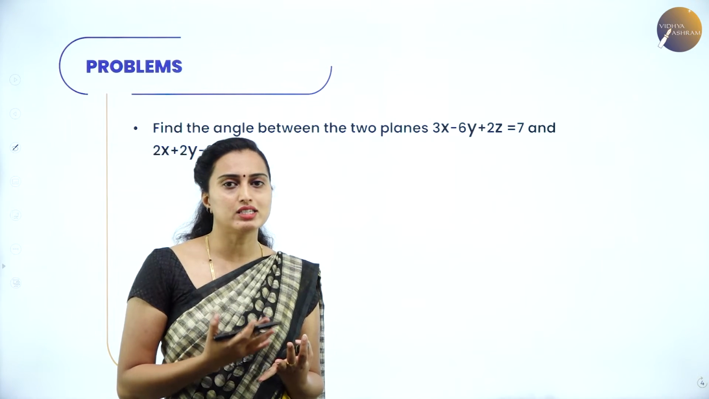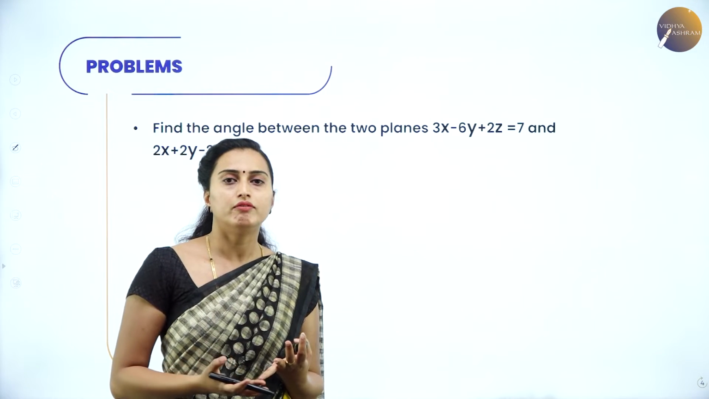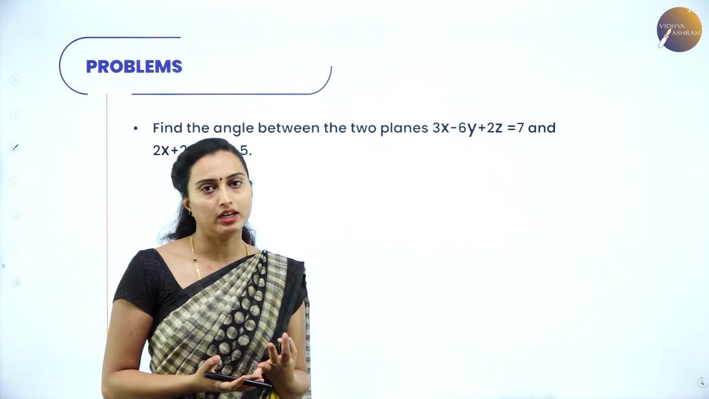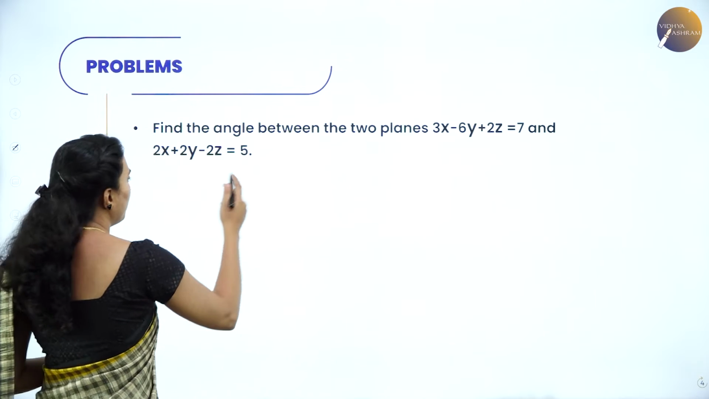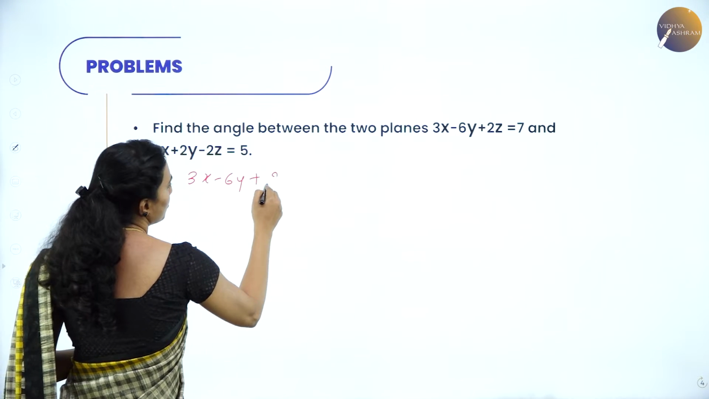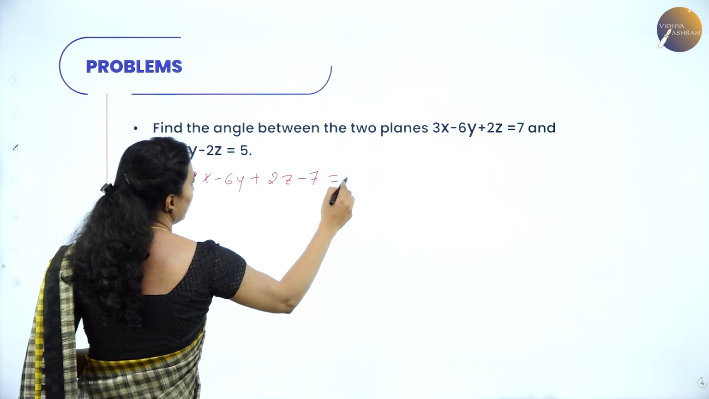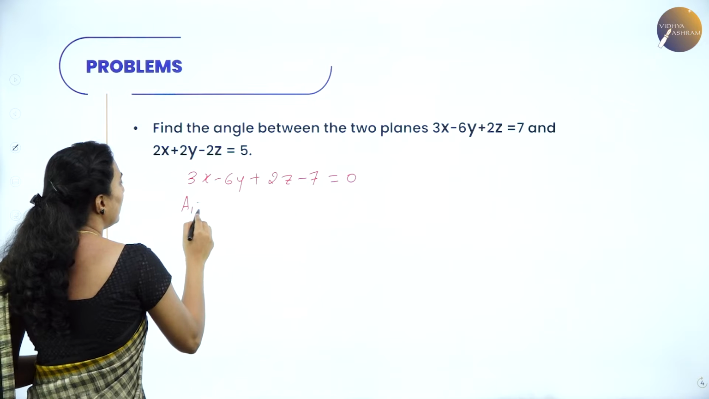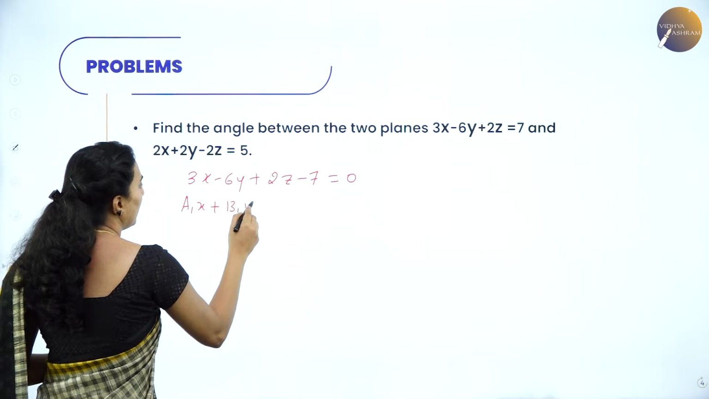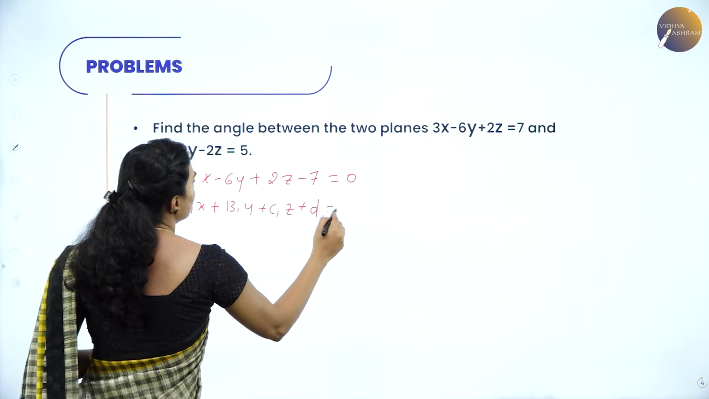In the last case we proved it by the vector method, as you came to know. Now here we'll be moving on to the Cartesian method. The first equation is 3x minus 6y plus 2z. Let me take 7 to this side, which is minus 7 equals 0, which is in the form a1x plus b1y plus c1z plus d1 equals 0.